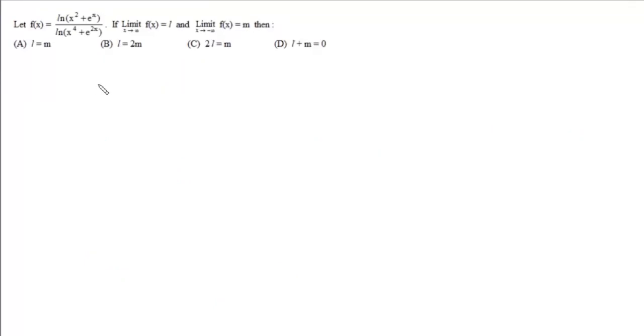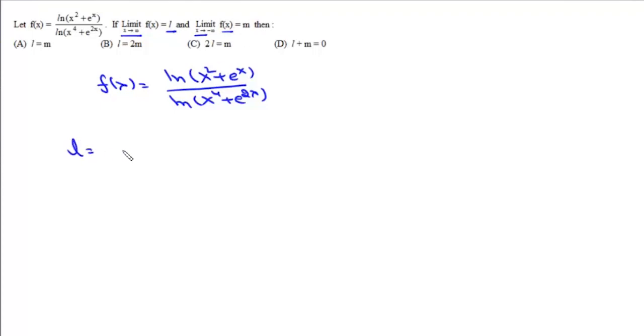Now here the question is, we are given this function f(x) as (log x² + eˣ) upon (log x⁴ + e²ˣ). Now if the limit as x tends to infinity of f(x) is L, and as x tends to minus infinity of f(x) is M, then find the relationship between L and M.